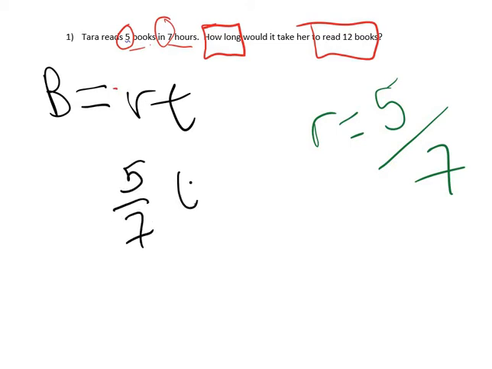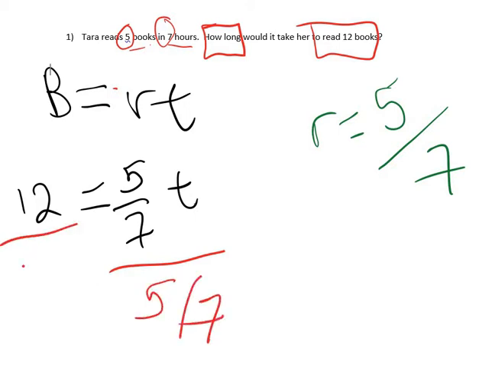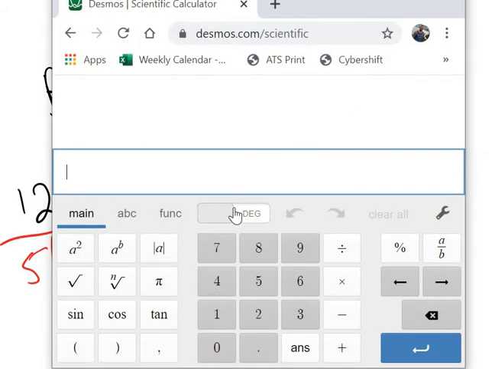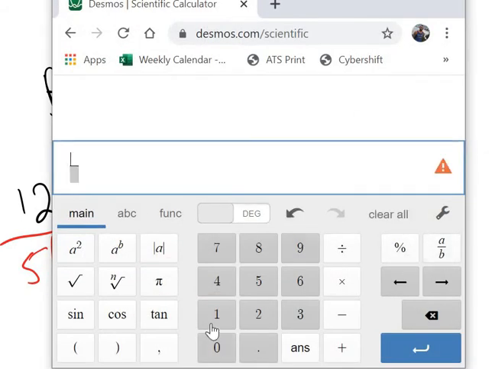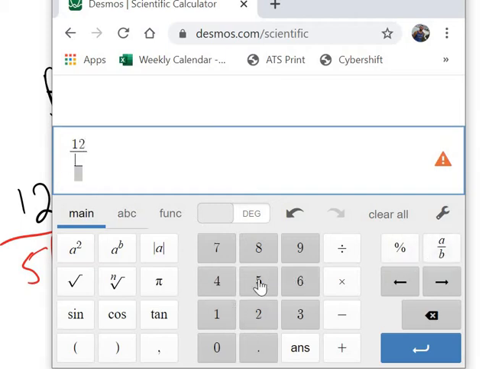We're looking for the time. We want to know how long it would take to read 12 books. So the best thing to do, since you're multiplying by 5/7, is to divide by 5/7, which looks awkward, but if you work with the Desmos calculator, which you're allowed to do, you could just write A over B, 12 on the top. On the bottom, you write A over B again, and it's 5/7.